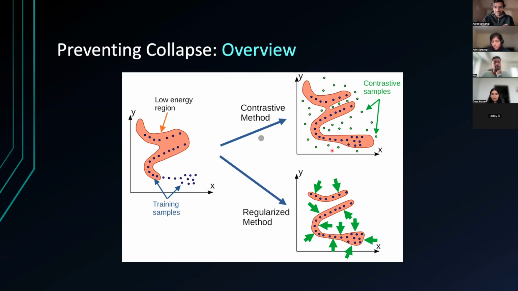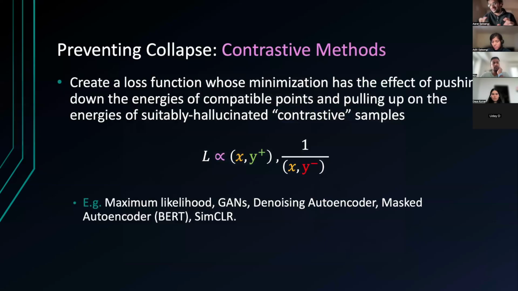Now let's look at what contrastive methods are from a little more theoretical point of view. In contrastive methods, we want to create a loss function whose minimization has the effect of pushing down the energies of compatible points and pulling up the energies of suitably hallucinated contrastive samples. What do I mean by suitably hallucinated? That just means that you're generating contrastive samples in some way. So the loss that you create here would be directly proportional to the compatible inputs.